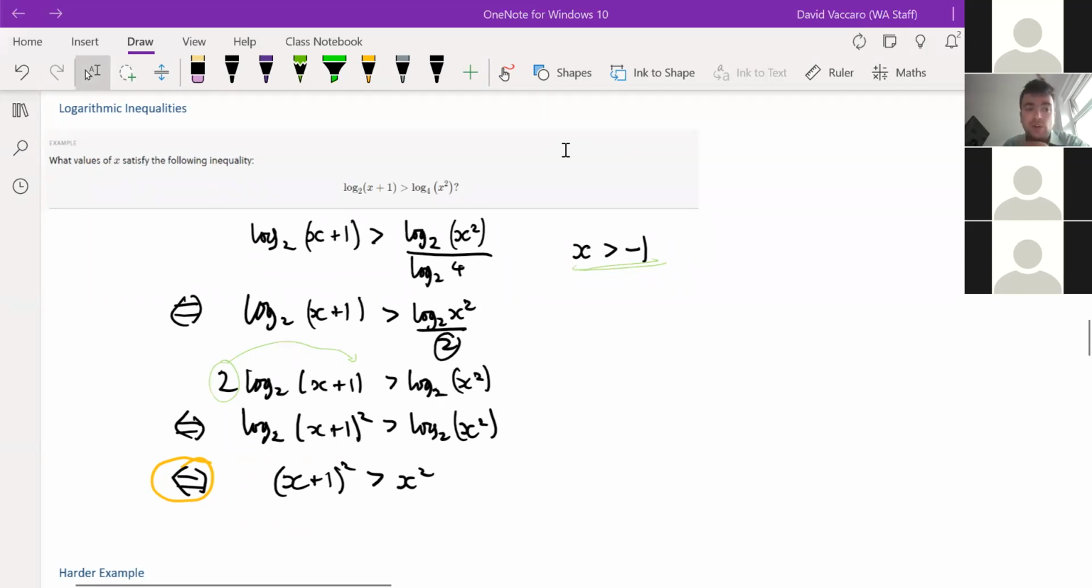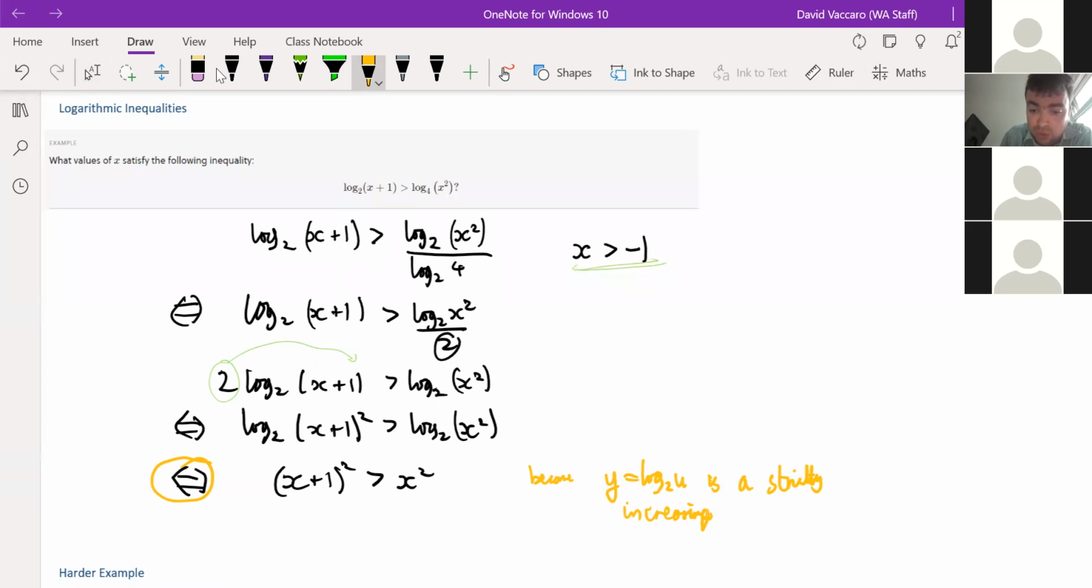Because it's a strictly increasing function. Excellent. And when you get towards written papers and STEP papers or long math papers, or things which require long written answers, you need to answer the question why. So the thing you would write here is because y equals log 2 of u is a strictly increasing function.